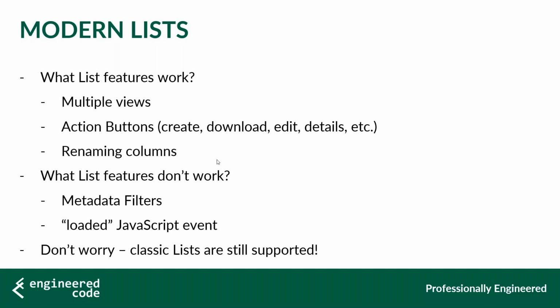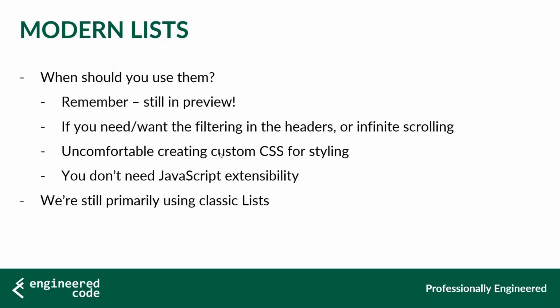So again, a lot of the features do work. There are some features, particularly the metadata filter and the loaded JavaScript event, that don't work. But you can stick with the classic lists because they're still around, still very popular, still very supported. So, what's my opinion on when you should use them? Again, still in preview, so that might just bar you from using them.